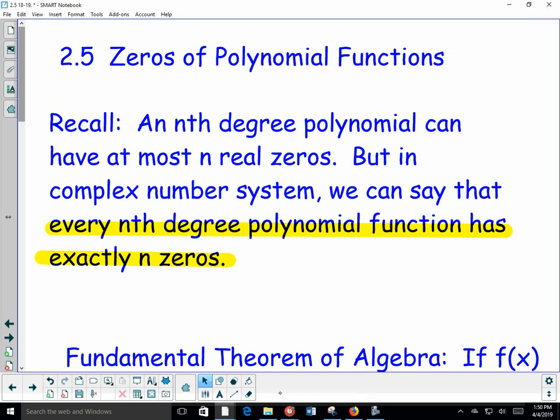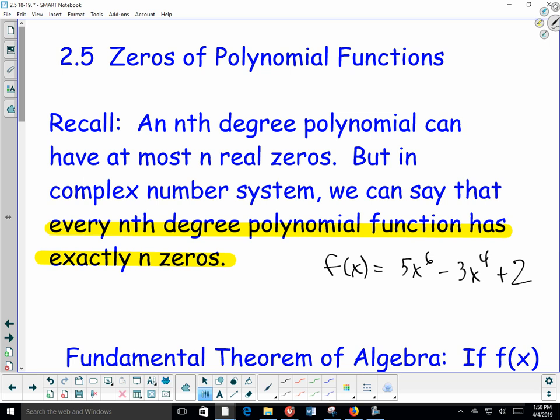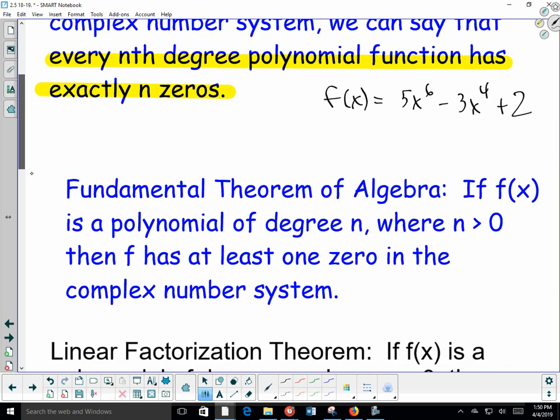All right, and that means that if I've got f of x equals 5x to the 6th minus 3x to the 4th plus 2, this function is guaranteed to have how many zeros? 6. So it's going to be guaranteed to have 6 zeros. They may be real, they may be imaginary, they may be repeated, but there's going to be 6 of them. Everybody understand that? Okay, so that leads us to the fundamental theorem of algebra.